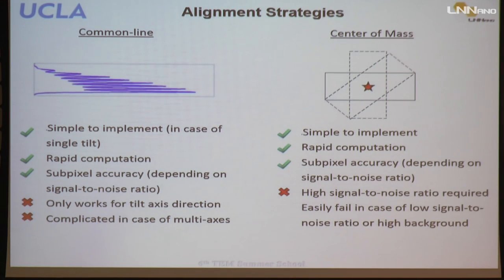Center of mass, all good, simple, fast, subpixel accuracy, but you need a high signal to noise ratio. If you have very high background or very high noise, then that noise or background will actually dominate the center of mass position. So your center of mass position cannot be accurately determined. It will be altered by all the other noise or other parameters. In this case, it also fails. So it only works for high signal to noise ratio.